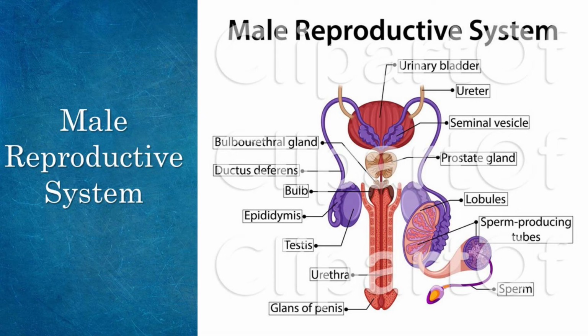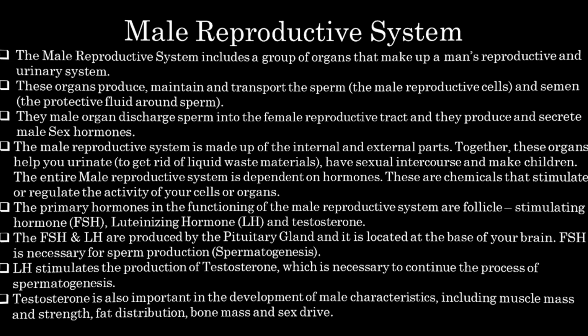So you can look at the diagram of the male reproductive system. The male reproductive system includes a group of organs that make up a man's reproductive and urinary system. These organs produce, maintain, and transport the sperm and semen. The male organ discharges sperm into the female reproductive tract and they produce and secrete male sex hormones.